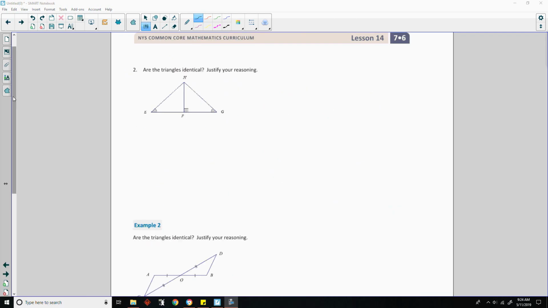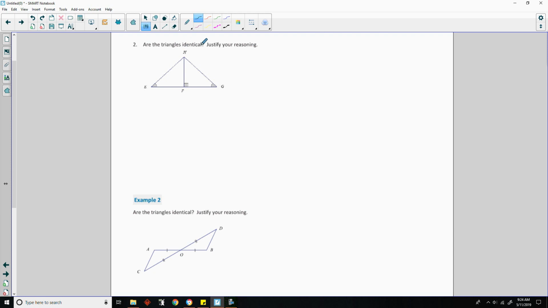Okay, here's page 2. Problem number 2. Are the triangles identical? Justify your reasoning. So I will start by showing that angle E is congruent to angle G, because they both have one mark. EG is assumed to be a straight line. So if this is a right angle, that's 90 degrees. And a straight line is 180 degrees, so therefore this must be 90 degrees as well.